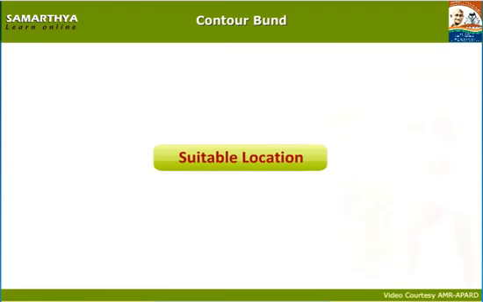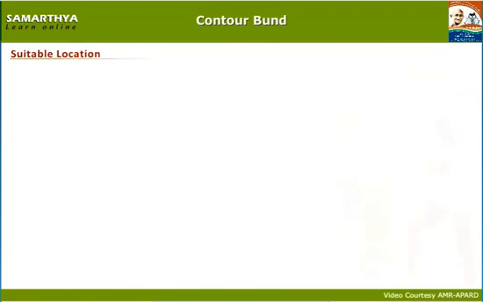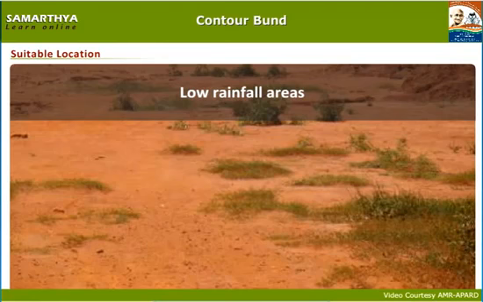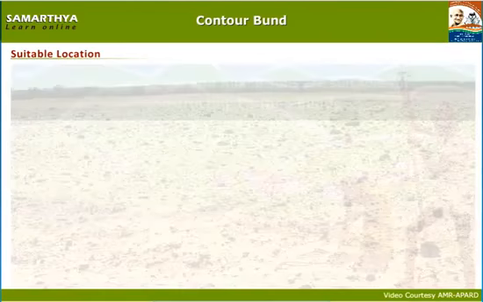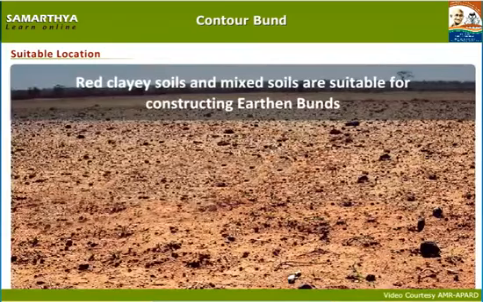Suitable location for constructing earthen bunds. Low rainfall areas. Lands with a slope of 2 to 6% are more suitable for constructing earthen bunds. Red clay soils and mixed soils are suitable for constructing earthen bunds.